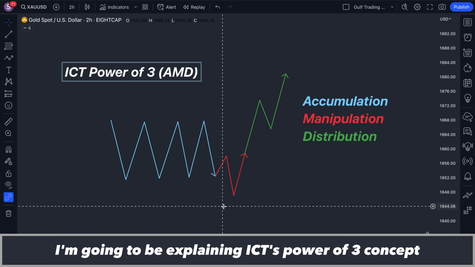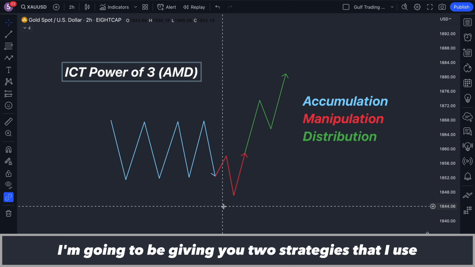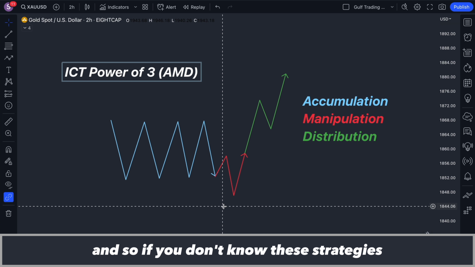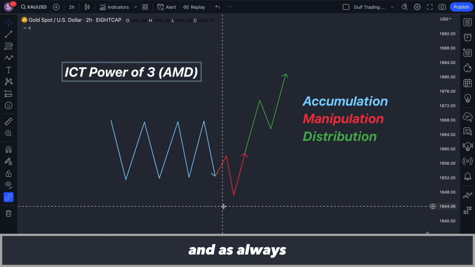In today's video, I'm going to be explaining ICT's power of 3 concept, and then towards the end of the video, I'm going to be giving you 2 strategies that I use that are fundamental to SMC trading. If you don't know these strategies, you're missing out. And as always, they're simple to follow, easy to learn, and easy to implement.